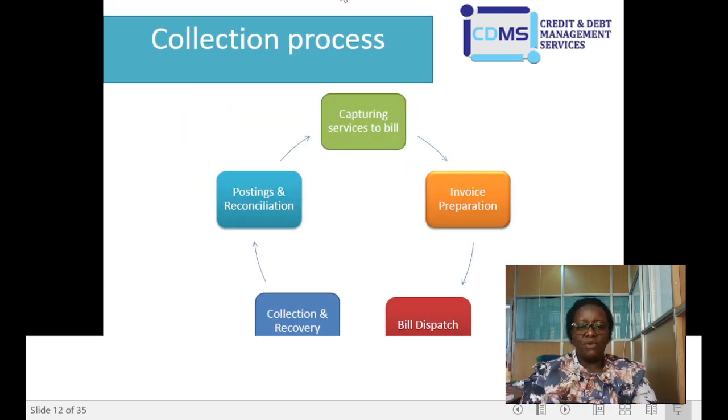So when we are talking about the collection process, one is capturing what is to be billed, and you prepare the invoice for the customer, you dispatch the bill or the invoice, and then you follow up for collection, and finally posting and reconciliation. Those are the stages that are very crucial, and this works well when you're talking about trade credit. Those customers that you are selling goods and services to, we need to capture that very accurately.